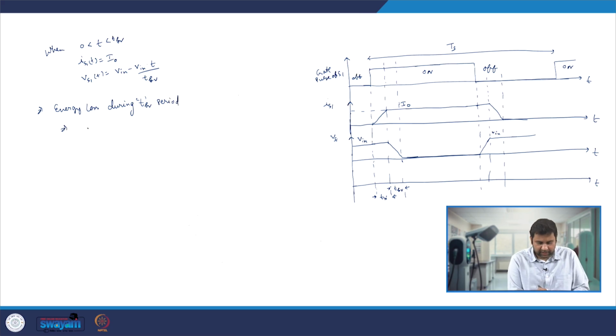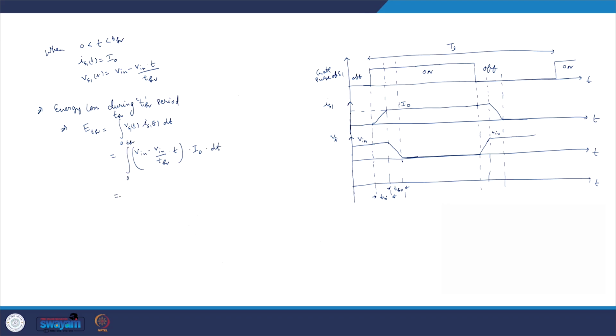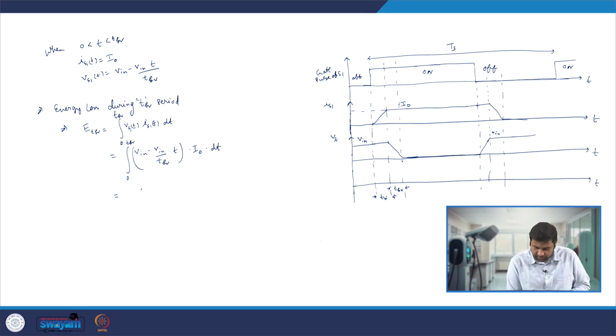Now when we do the calculation, we will get E_TFV to be nothing but the integral of Vs1(t) Is1(t), integrated from 0 to TFV. So we can put Vs1 as V_in minus V_in by TFV times t, times I naught, dt from 0 to TFV.